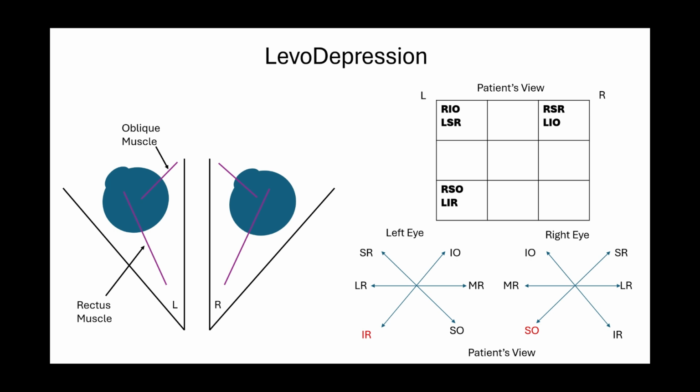Now levo depression. Here again the same principle. The left eye is abducted, the right eye is adducted. So the rectus, which is the prime depressor here, acts in the left eye. So it is the left inferior rectus which is acting here, and the right superior oblique.